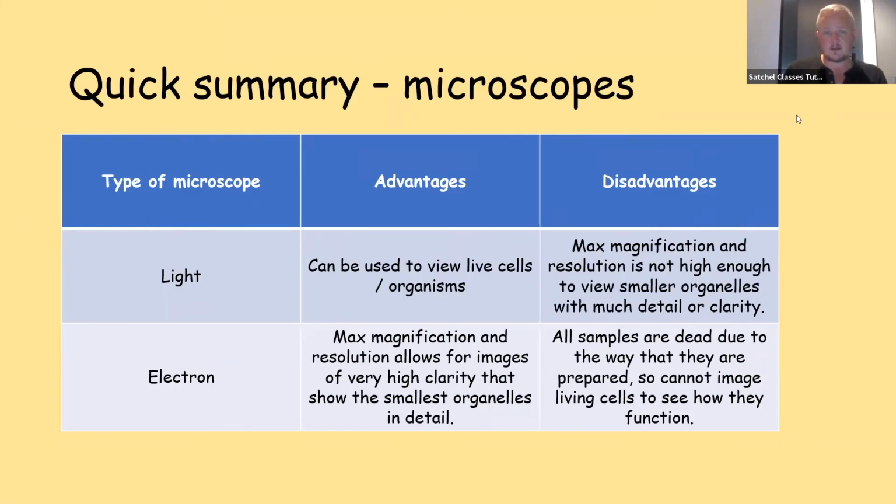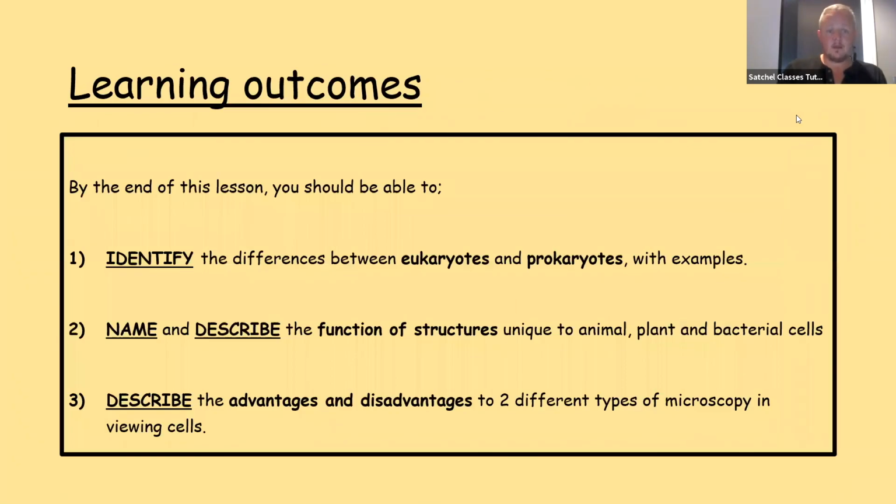Incidentally, if you get a 6-mark question on this or a 4-mark question on this, you can answer in this fashion with a table like this to help you structure your answer. It's a valid way of presenting answers that will be marked by the examiner. That's the final outcome. Describe the advantages and disadvantages of two different types of microscopy in viewing cells.